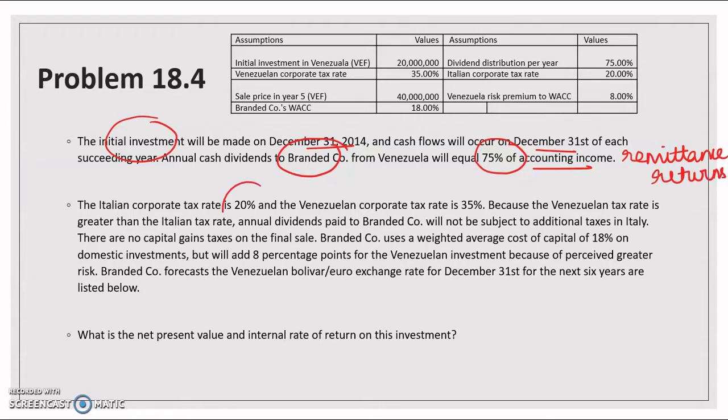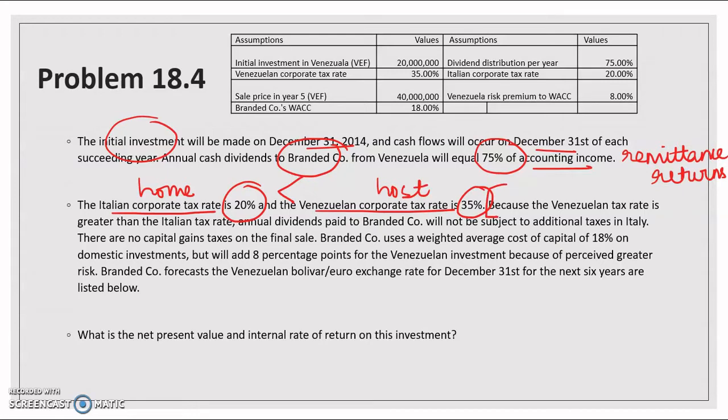The tax rate in Italy, very important, is 20%, the home market where the parent is based, and the host market where the project is going to be based is 35%. So obviously the home market has a lower corporate tax rate than the host market. Because the Venezuelan tax rate is greater than the Italian tax rate, very important, please continue paying attention.